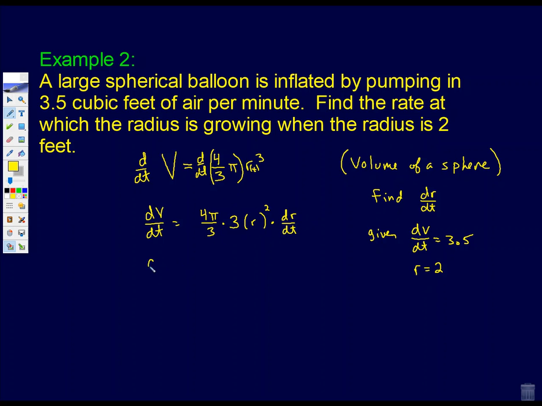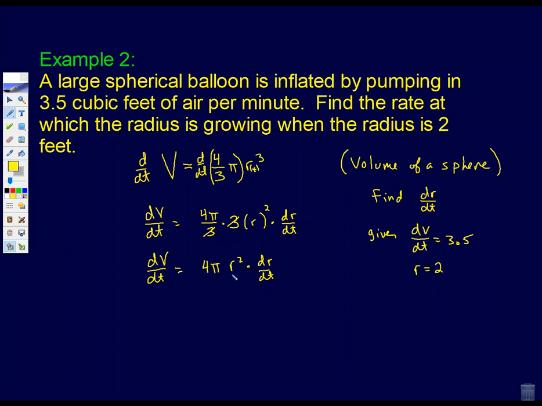And let's go ahead and simplify some things a little bit first, because the right side has some things to simplify. I've got 4 pi over 3, but then I'm multiplying right away by 3. So really I can cross out those 3's and write 4 pi times the radius squared times the rate of change of the radius, dr/dt.